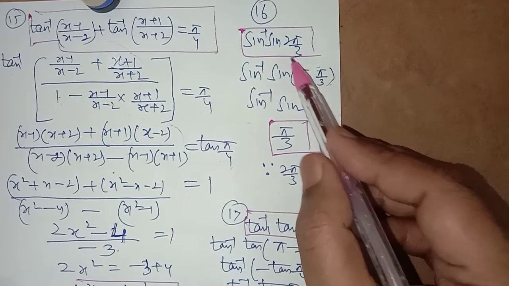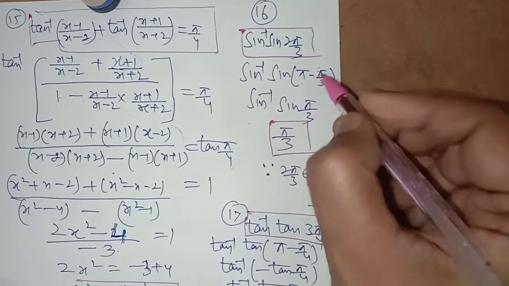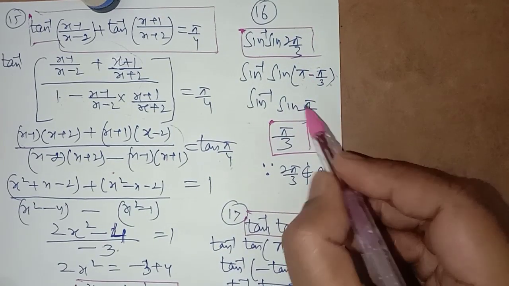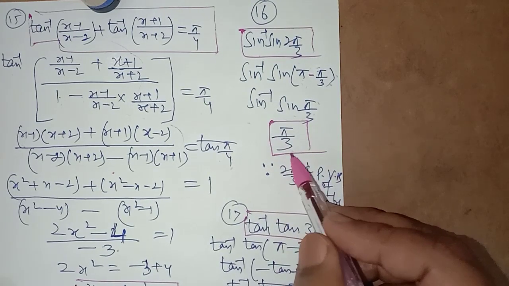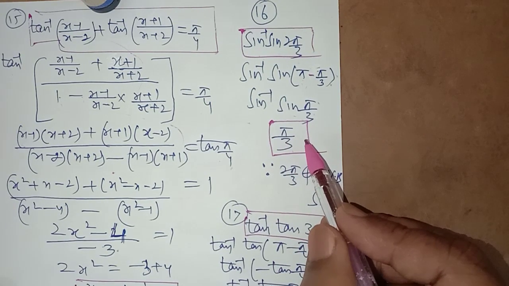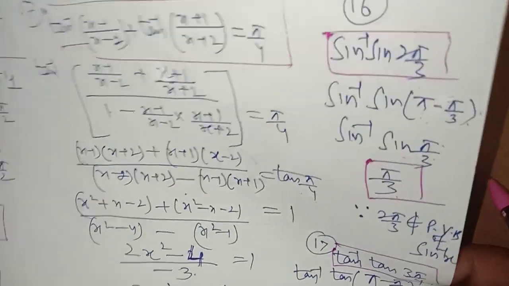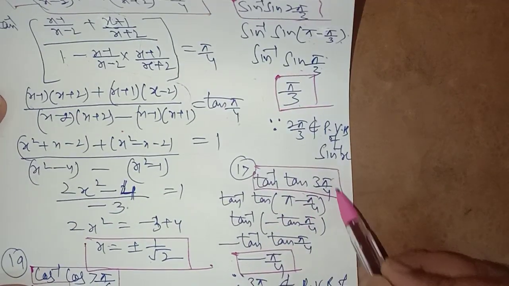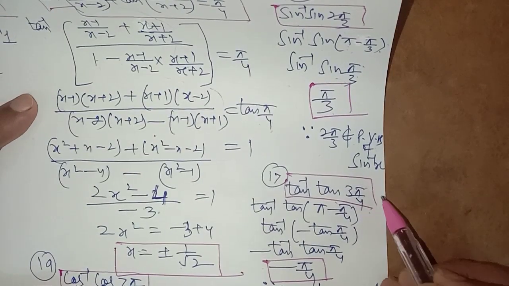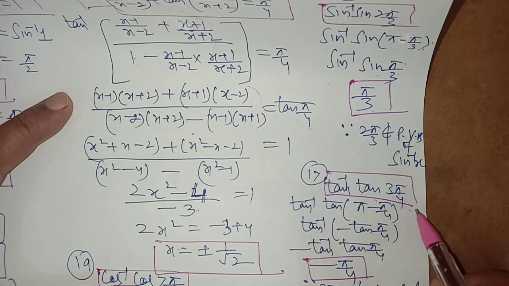So we break 120 as 180 minus 60. So sine of 180 minus theta is sine theta. So sine inverse sine x is pi by 3, which belongs to its principal solution, that is from minus 90 to 90. So these three types of questions are there. That is question number 17 and 19 also. Again, we have tan inverse tan 3 pi by 4, and 3 pi by 4 is not lying in the principal solution of tan inverse, which is between minus 90 and 90.